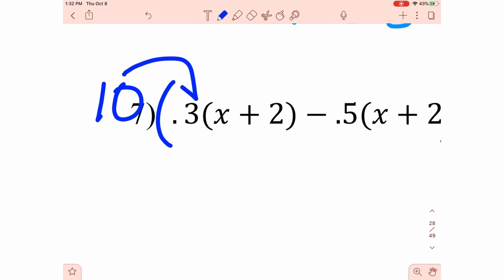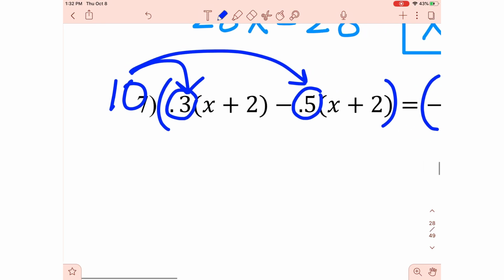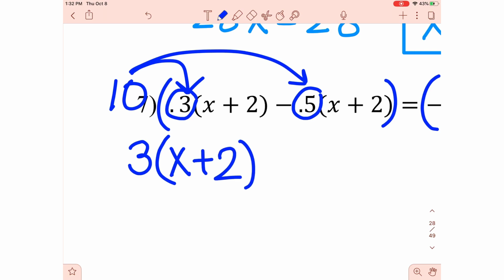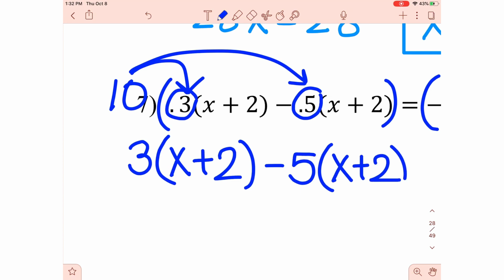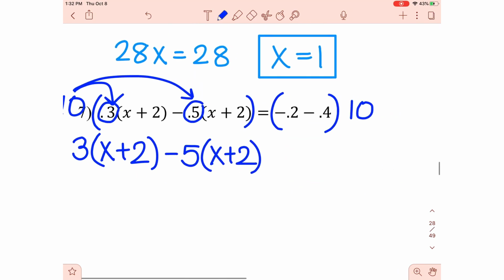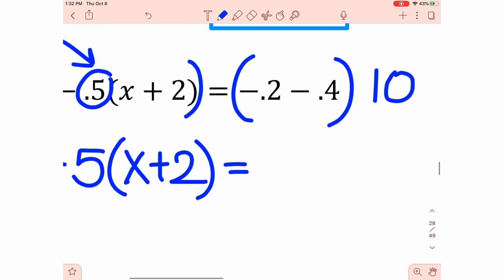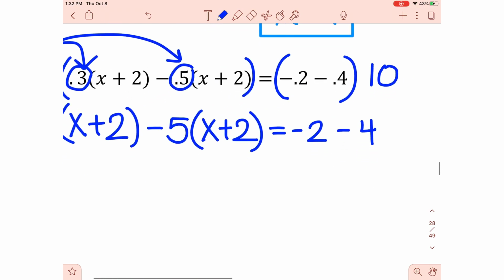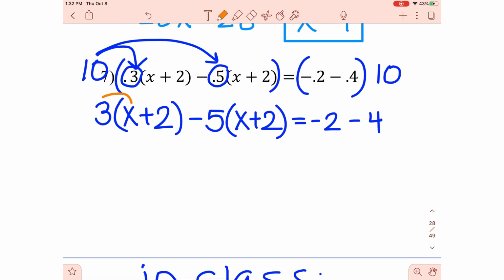You add a tens place, essentially. So this is kind of weird because you don't want to over distribute. On the left, you only distribute to the numbers outside of the parentheses. Otherwise, you're going to over distribute. So this actually becomes a 3 parentheses x plus 2 minus a 5 parentheses x plus 2. All I do is move the decimal over one spot equals negative 2 minus 4. And now all the decimals are gone. It becomes a lot easier to solve.